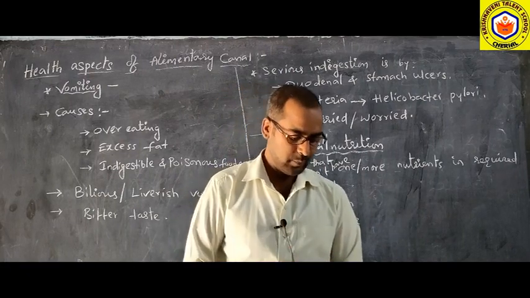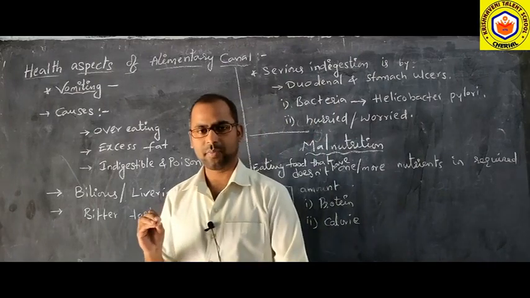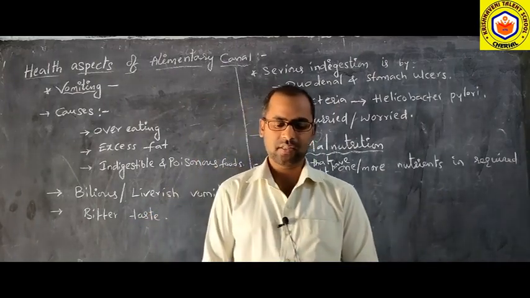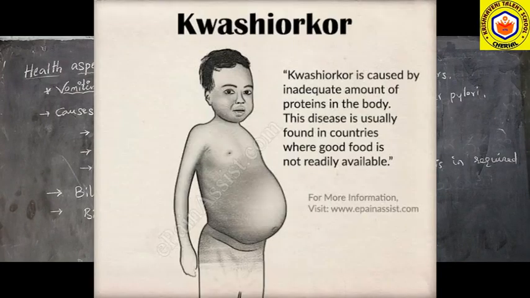Okay, so let's see the diseases which are caused by malnutrition. Okay, let's see the first one. First disease, Kwashiorkor disease. This is a protein deficiency disease. This disease is caused due to the lack of proteins in the food. Yes, the proteins are the body building foods. That means the muscle development will be there if you eat proteins in proper amounts.